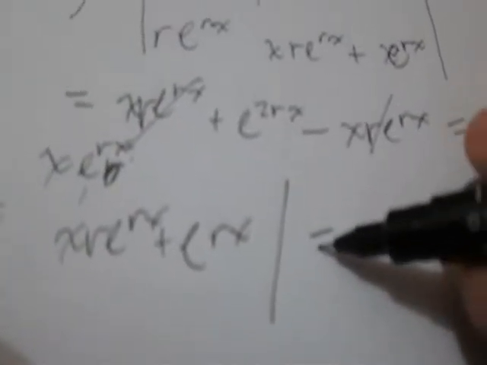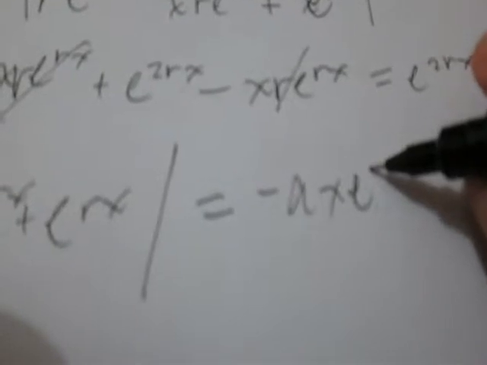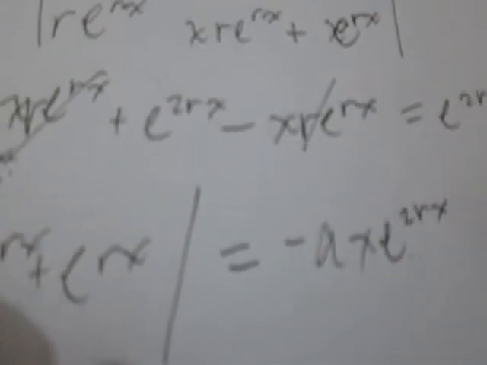and according to our Wronskian variation of parameters, this is equal to setting our y1 to 0 and having our y2 here, x e to the power of rx, then we have our function here, a e to the power of rx, and the derivative of this, which is x e to the power of rx plus e to the power of rx, and we get here negative ax e to the power of 2rx.